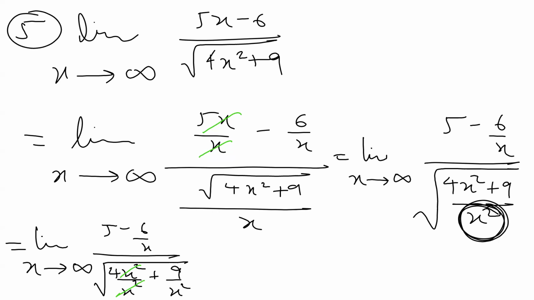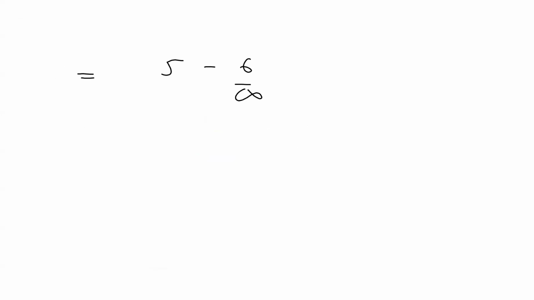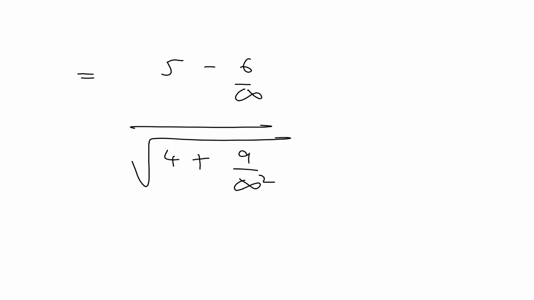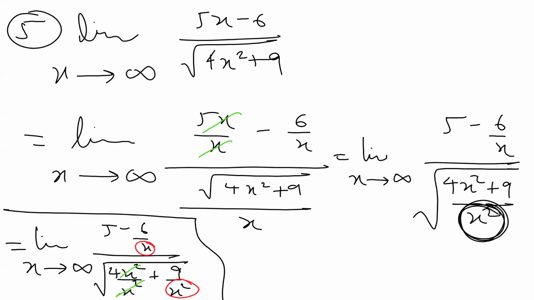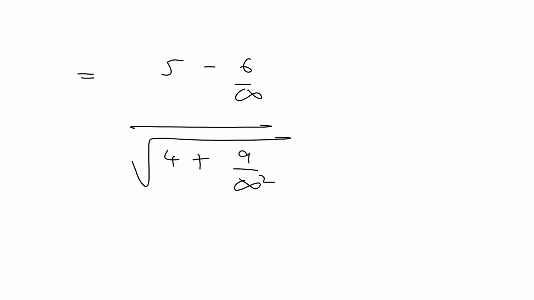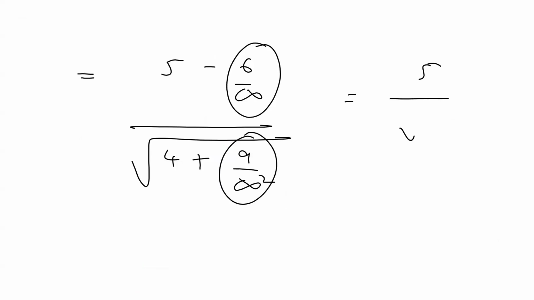Now put the value of x as infinity. Wherever there is x, I'll just highlight it. Put it as infinity. So 5 minus 6 upon infinity, root of 4 plus 9 upon infinity square. Wherever there is x, put infinity. Remaining terms will remain the same. Okay, so this is 0 and root of 4 is 2, so the answer is 5 upon 2.